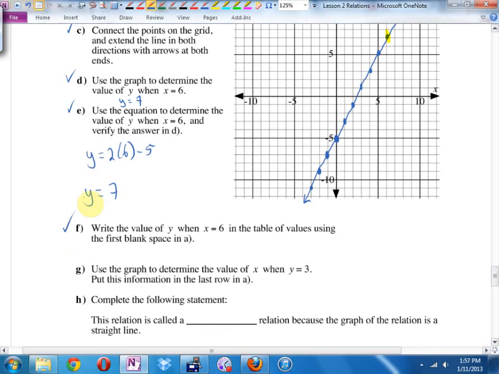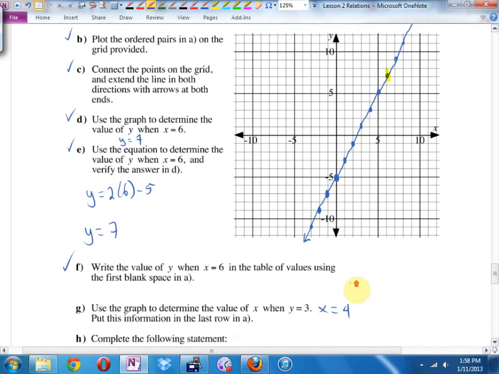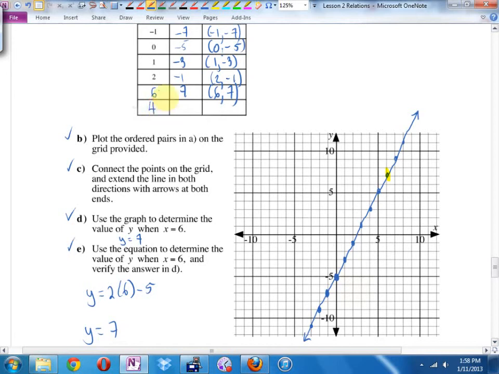G says, use the graph to determine the value of x when y equals 3. Okay, now they're giving me a y value. So when y equals 3, right here, what's the x value? You're right. Oh, it says put this information in the last row. So when x is 4, y is 3. 4, comma, 3 is a point on this graph.